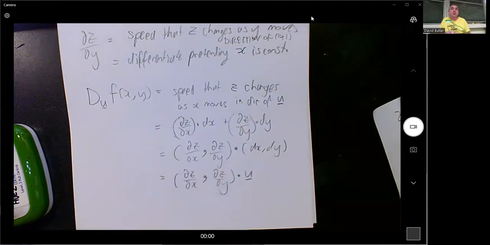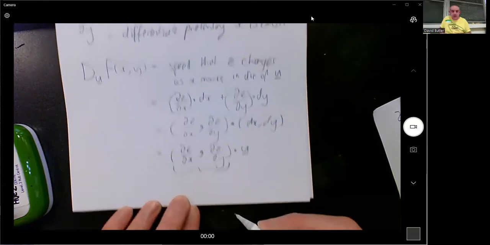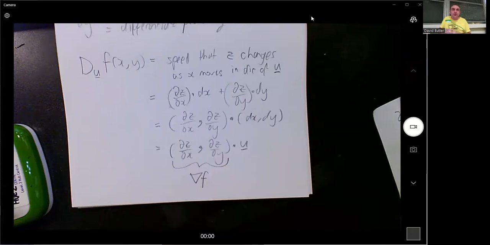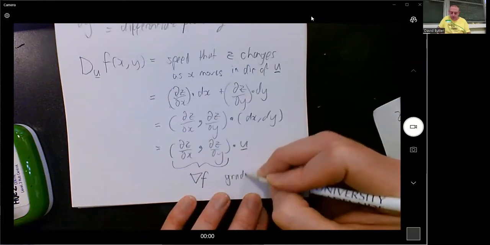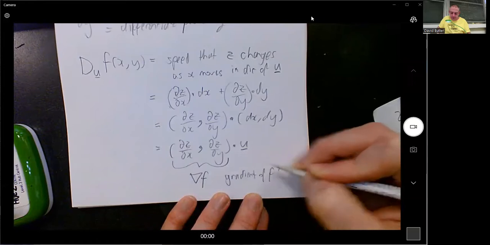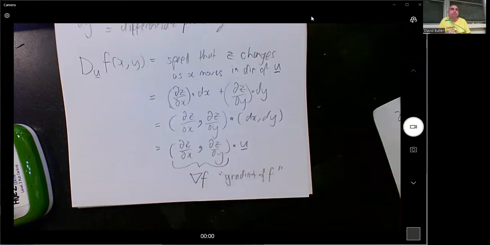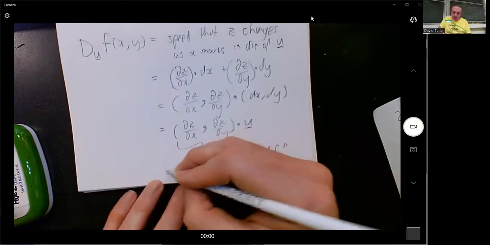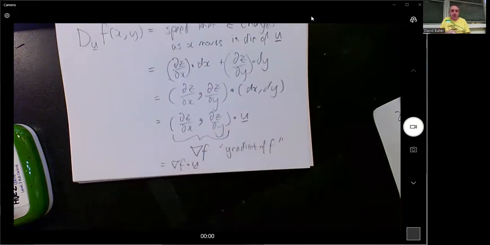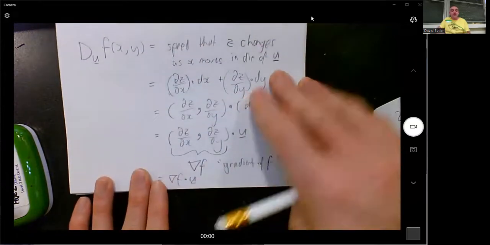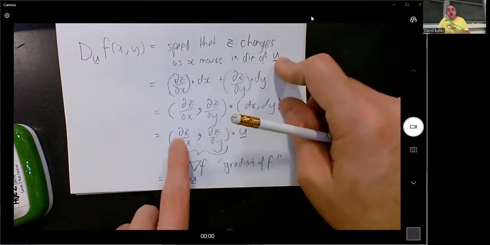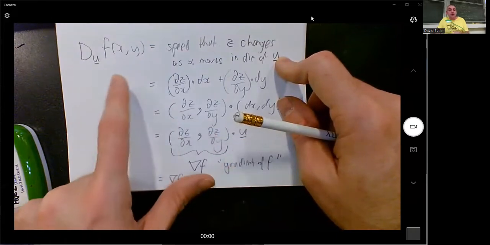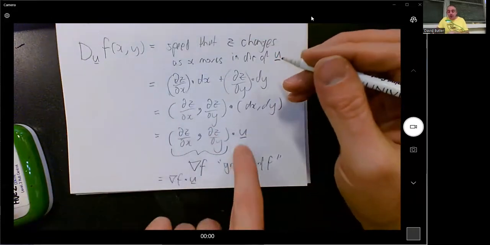I don't know if this explanation helps, but I like it. And this thing here is called the gradient of f. So I get gradient of f dot u. So that's how you find the directional derivative. The shortcut is you don't have to do any of this stuff. It is the speed that z changes if you move in the direction of u. What you need to do is figure out both the partial derivatives, dot it with the direction you're going, and that'll work. It'll only work if this is a unit vector.